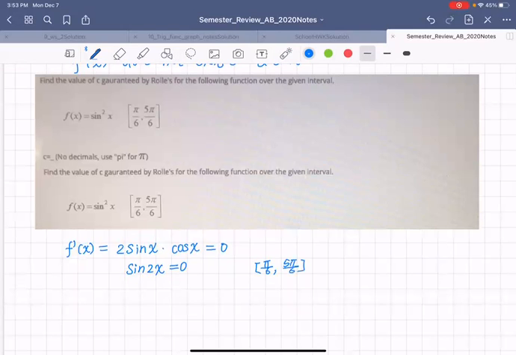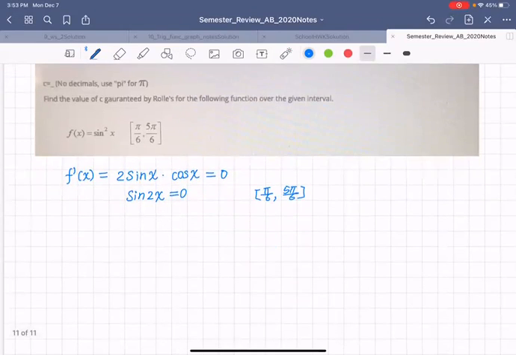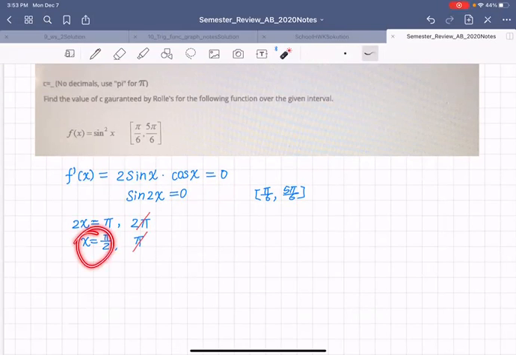Let's look for it. Sine of 2x goes to 0, so that means 2x equals pi, right? Or 2 pi. Because x equals pi over 2, and x equals pi. But this pi is out of this range, right? So you cannot choose this one. You can see this is out of my domain. That's it. Pi over 6 and 5 pi over 6. Yeah, that is 30 degrees, 150 degrees.